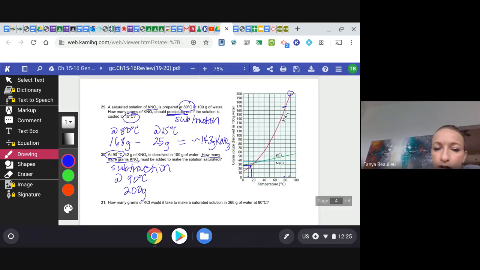How many more grams of potassium nitrate must be added to make the solution saturated? Well, I only have 42 grams of potassium nitrate. So 200 minus 42 leaves me with approximately 158 grams of potassium nitrate. So I only had like 42. I needed to add that much more to get it to be a saturated solution.